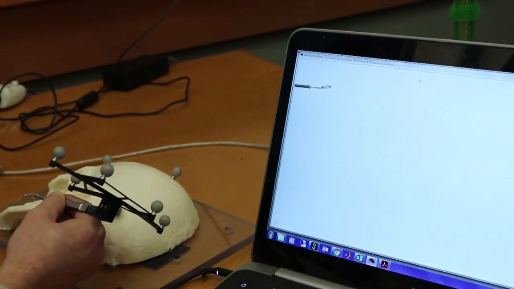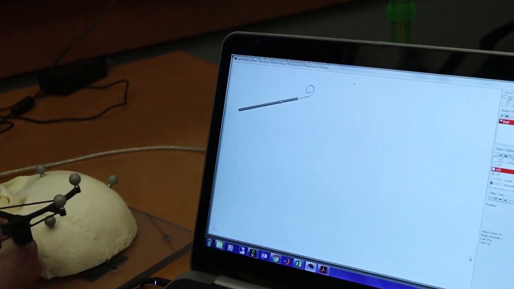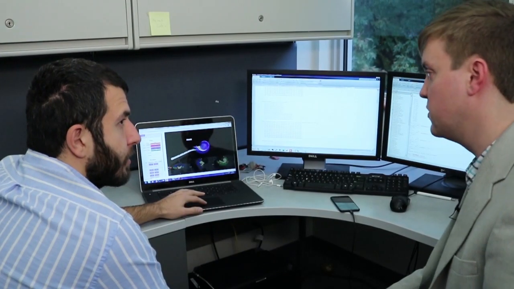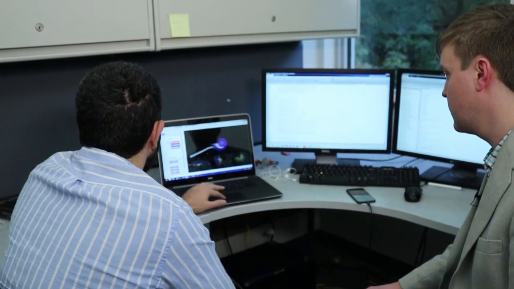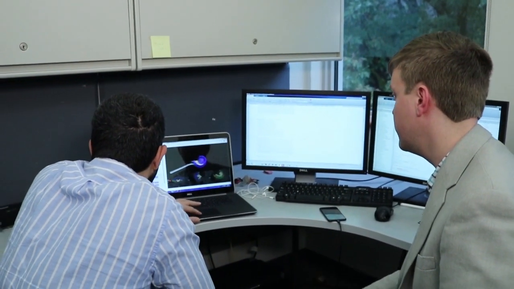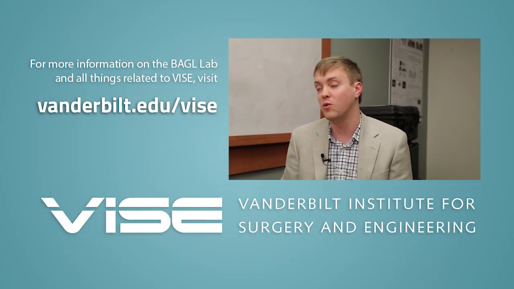And VISE has really been instrumental for my lab, especially in putting the engineers and the clinicians in the same room so that the people who know how to solve the problems can meet and interface with the people who know what the problems are.